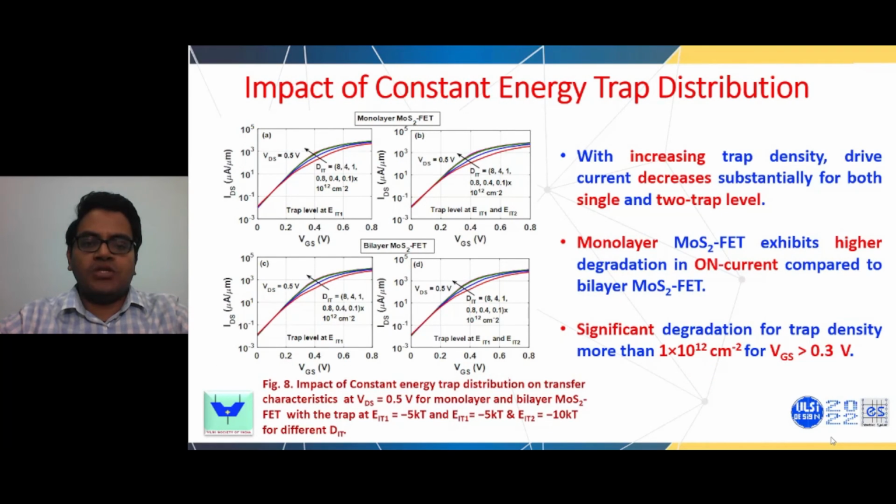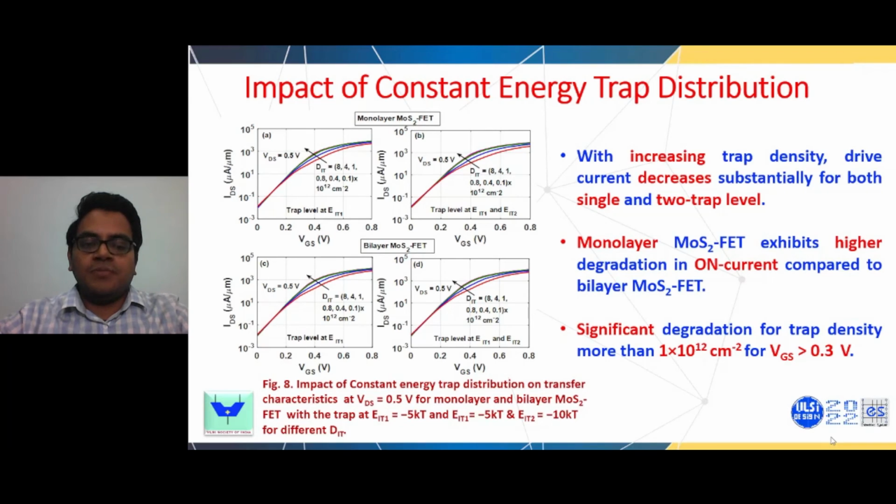Now the impact of constant energy trap distribution. In this, we study the impact of constant energy trap distribution on the transfer characteristics for monolayer and bilayer MoS2 FET with one trap level at -5 kT energy and two trap levels at energy -5 kT and -10 kT from the conduction band for various values of the interface trap density DIT. It is seen that with increasing the trap density, drive current decreases substantially for both single and two trap levels.